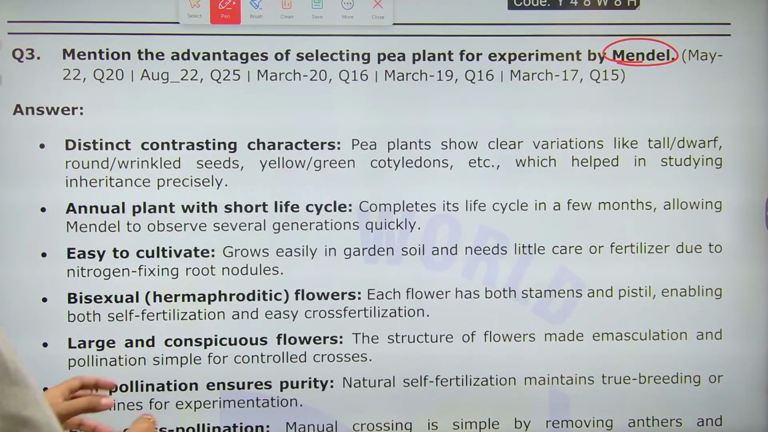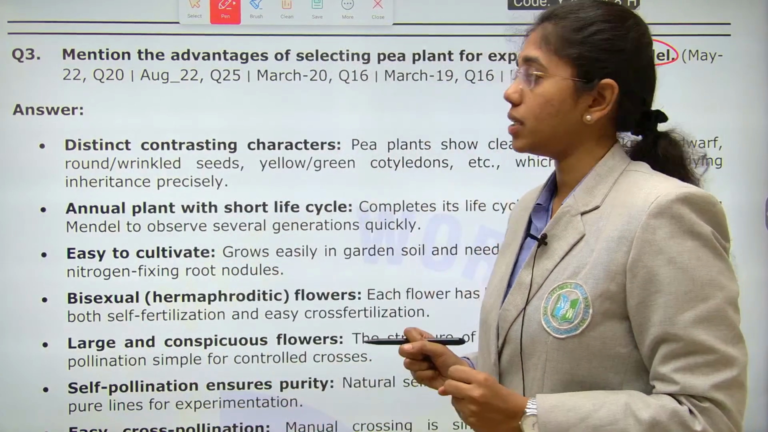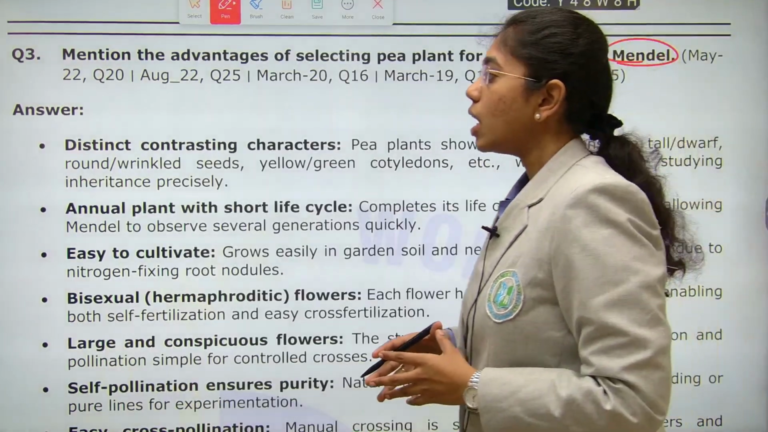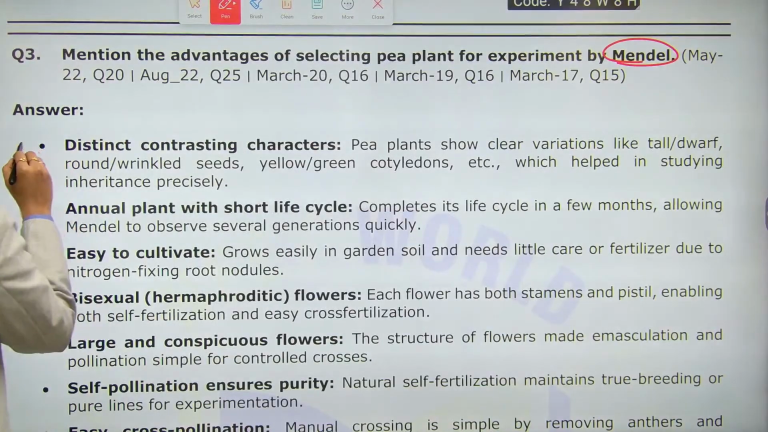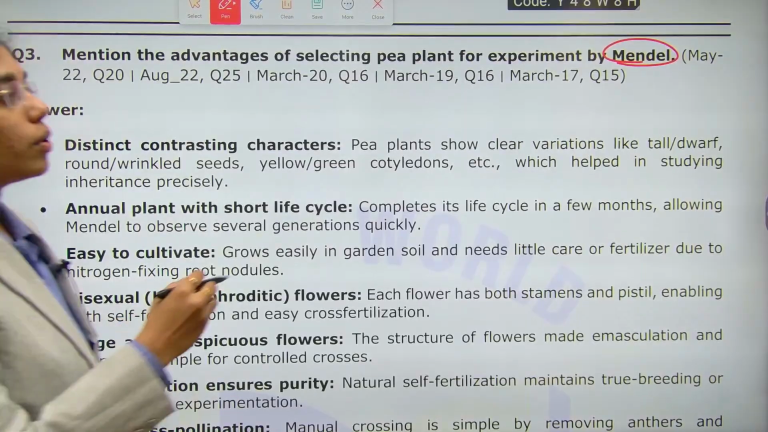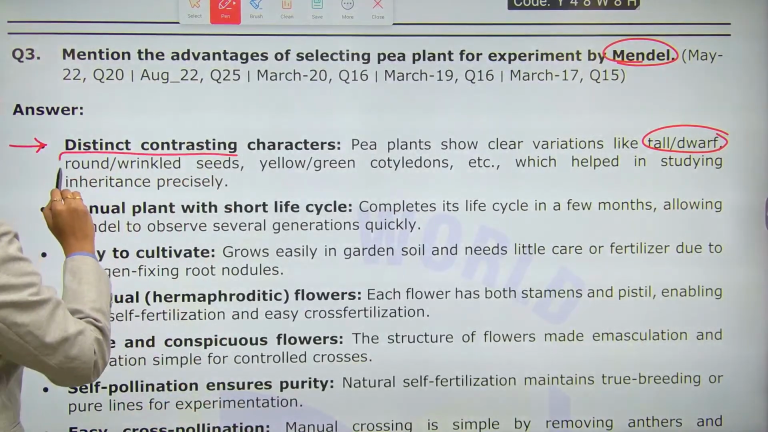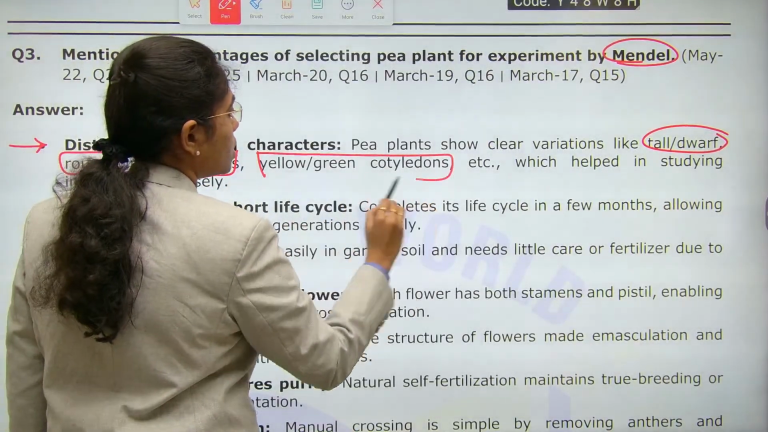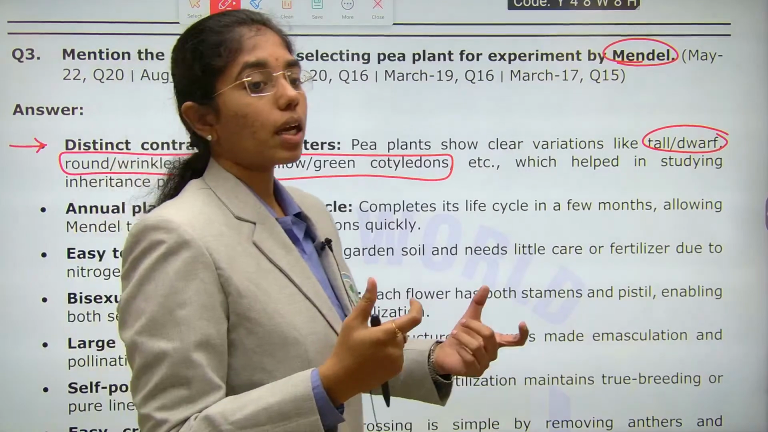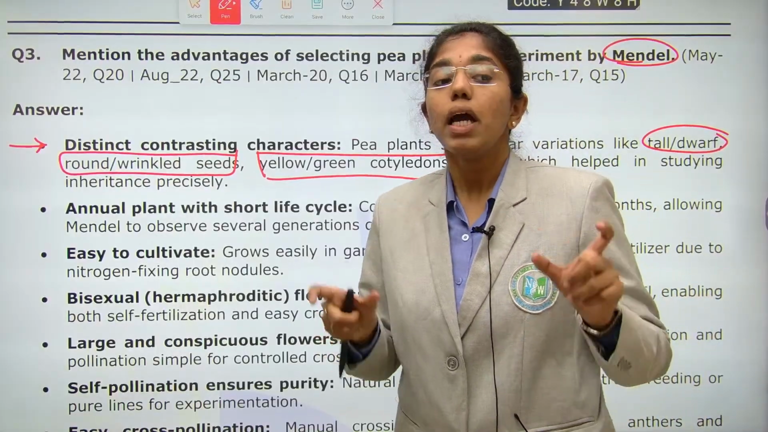What are the reasons for choosing Pisum sativum as the model organism for conducting experiments by Mendel? First is distinct contrasting characters. The characters are very evident, very clear. Pea plant shows clear variations like tall and dwarf, round and wrinkled seeds, yellow and green cotyledons. As such, 7 contrasting traits were picked up. Each variant is clearly predictable, dominant phenotype and recessive phenotype.